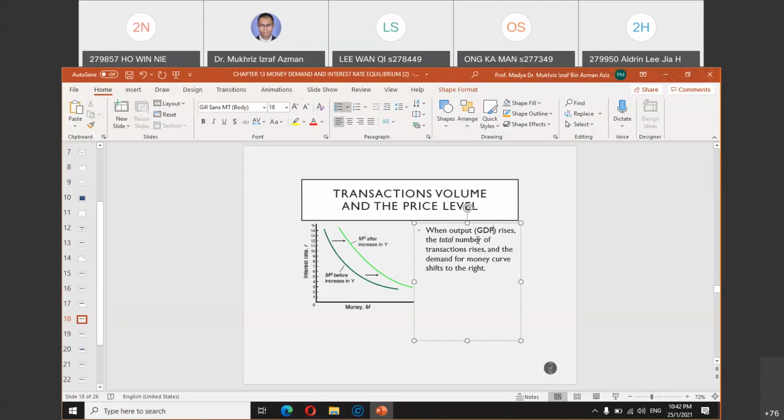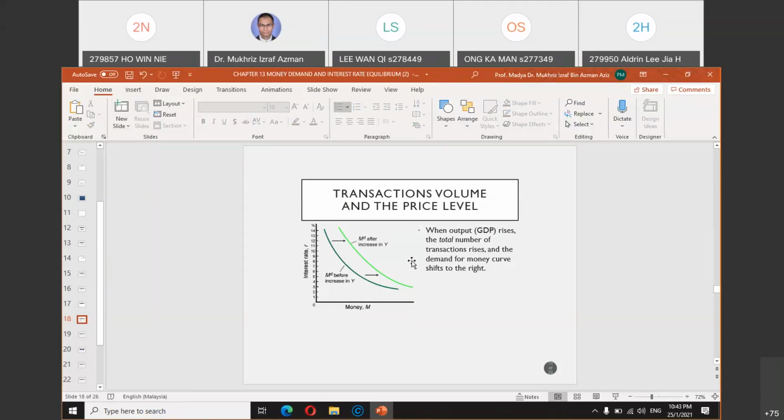So with an increase in GDP, what happens to money demand? A decrease in GDP, so money demand will shift downward. That is the thing that you need to understand. What can cause money demand to shift upward or shift downward.